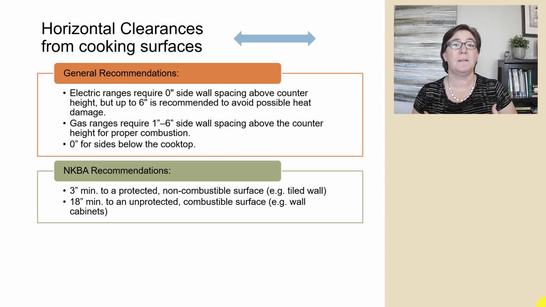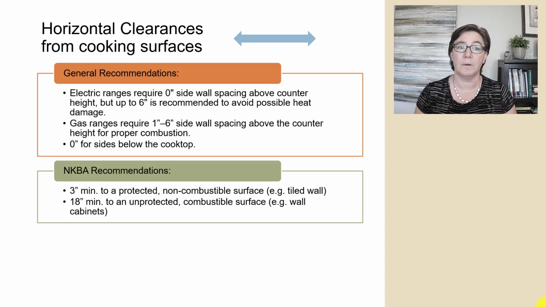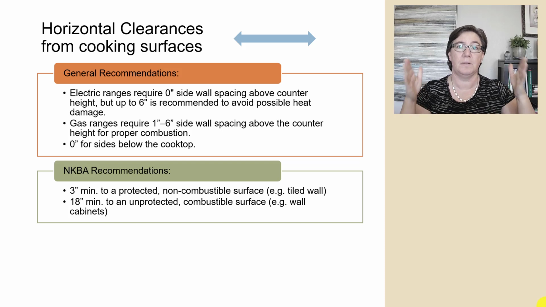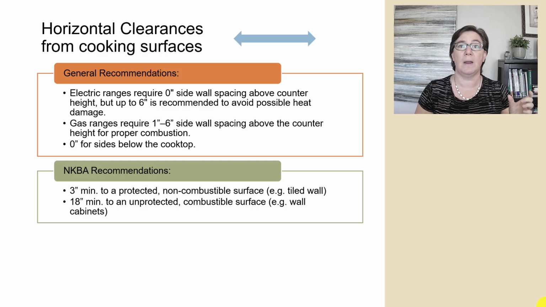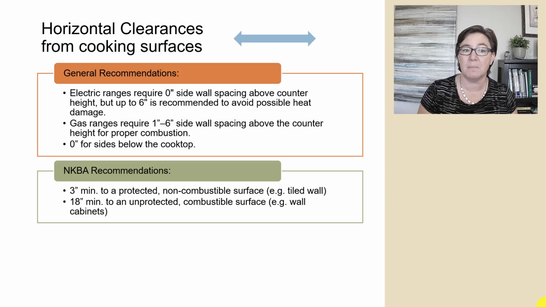Your cooking equipment needs some clearances. Let's start with the horizontal clearances, in the left to right direction. The recommendations vary based on your fuel type. If you're using an electric range, they are not required to have any extra horizontal clearance. 0 required. But up to 6 inches is recommended, just to avoid some heat damage on your side surfaces. Gas ranges, on the other hand, typically require 1 to 6 inches minimum.